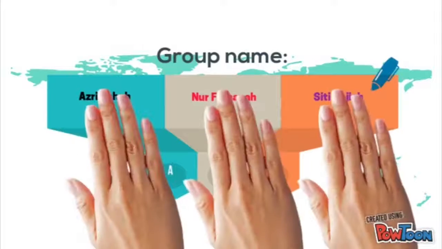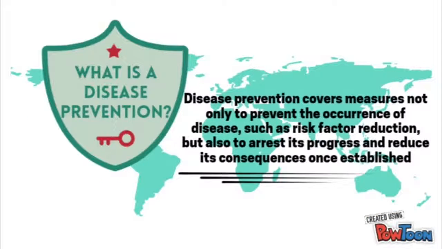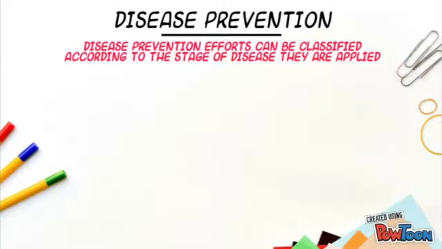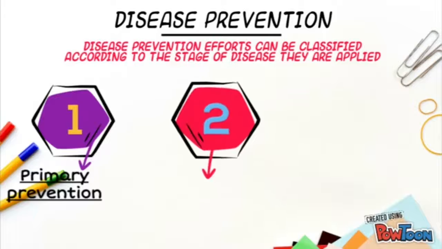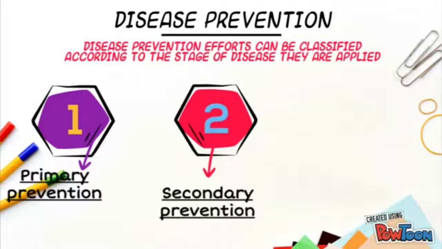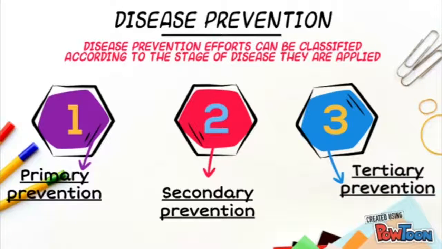And what is disease prevention? It covers measures not only to prevent the occurrence of disease, such as risk factor reduction, but also to arrest its progress and reduce its consequences once established. Disease prevention efforts can be classified according to the stage of disease at which they are applied. First is primary prevention, second is secondary prevention, and third is tertiary prevention.